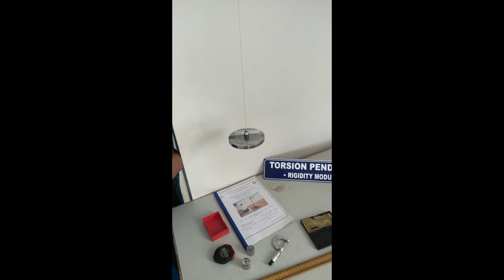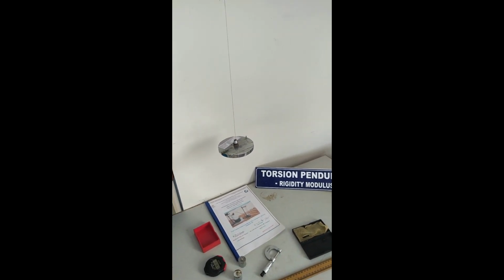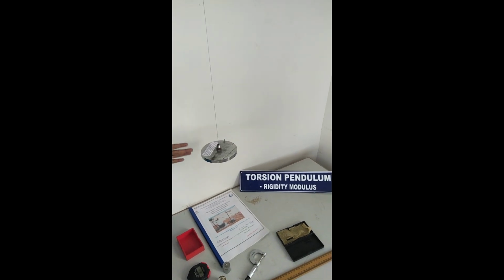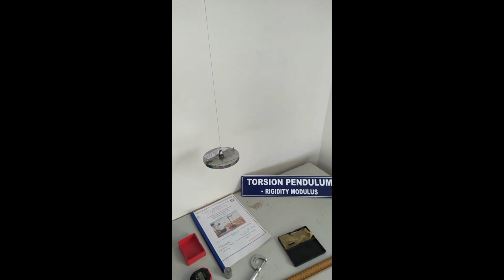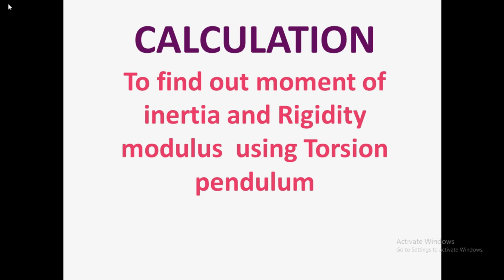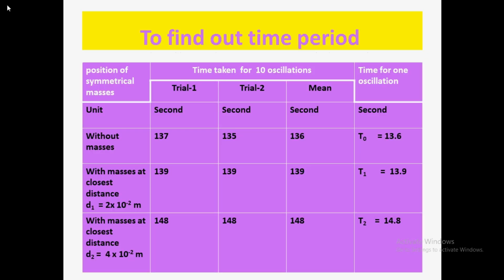Now we will move on to the calculation part, how to calculate the moment of inertia and the rigidity modulus. Hello students, now we are going to do the calculation part, to find out the moment of inertia and rigidity modulus using the torsion pendulum. The first part is to find out the time period, and this is the tabular column. First, without mass, we oscillate the pendulum 10 oscillations and find the time for 10 oscillations.